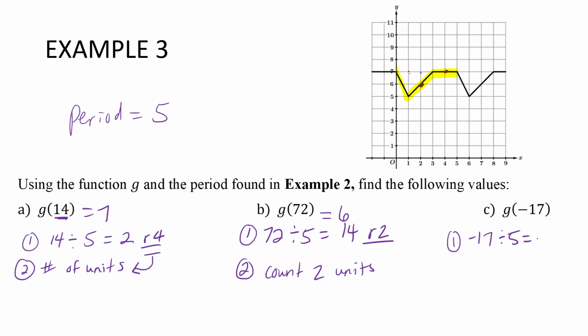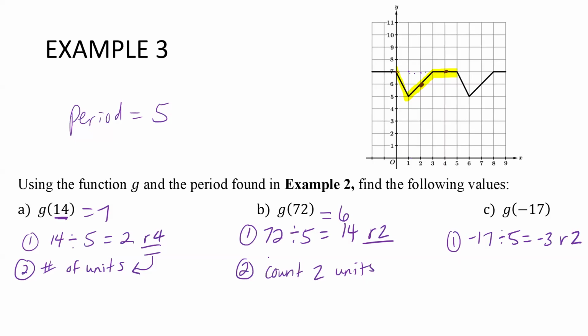What do we get here? So we get -3 with a remainder of 2. We're going to see if our hypothesis would work. So this is how we're going to learn. Now, if we count from where we are, 2 units, what do we end up with? That's if we went that way. We're going to go backwards.